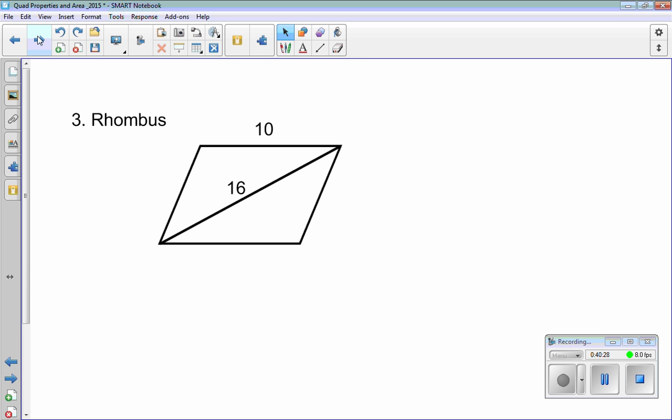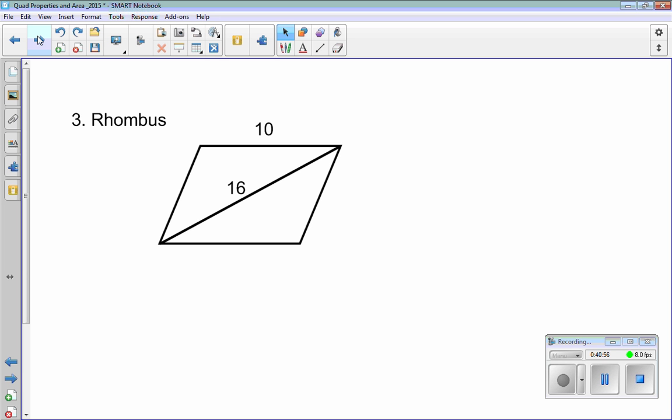Do I have enough information to find the area of the rhombus? I do. Is there a formula for the area of a rhombus? Not that I know of, unless you use base times height because that's a parallelogram, but I don't have a height even mentioned here, so that's harder. So I probably won't use the base times height formula, okay? I'm going to use something else.